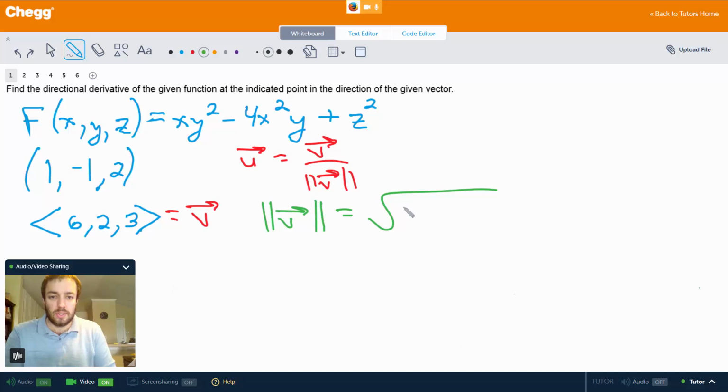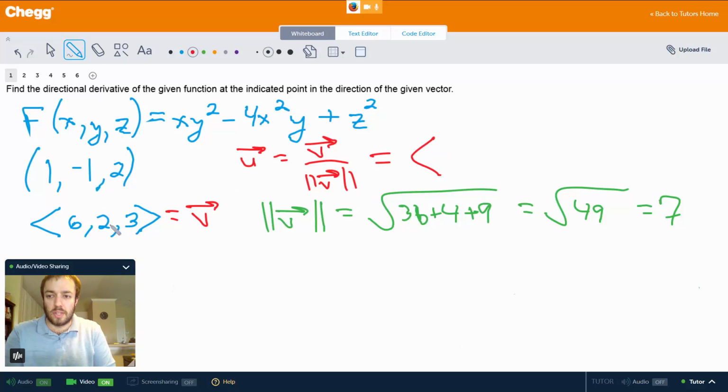So that's going to be 36 plus 4 plus 9. And 36 plus 4 is 40. 40 plus 9 is 49. So we have the square root of 49, which is just 7. Okay, so that's good. So the magnitude is 7. So then our unit vector is 6 over 7, comma 2 over 7, comma 3 over 7. Because this here means we can divide each component of v by the magnitude.